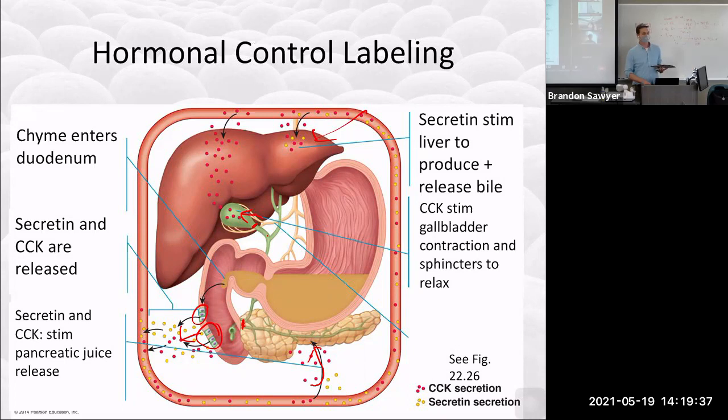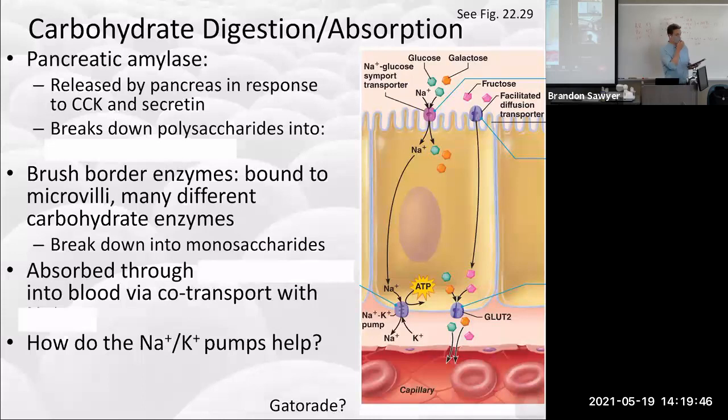Okay. All right. So that's really kind of starting us out, getting this whole process going, and then we'll spend the next few minutes here just discussing how each of those 3 macronutrients are digested and then absorbed. Okay, so let's start out with carbohydrates.